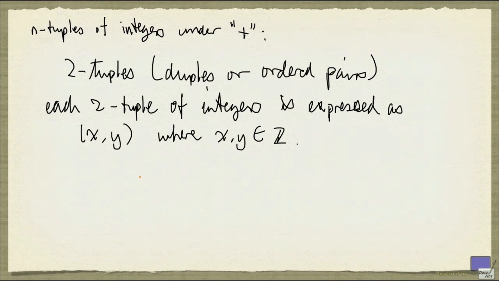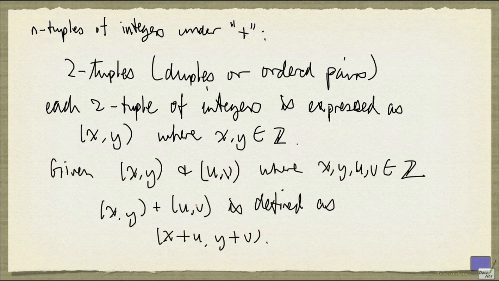And addition of these 2-tuples is defined as follows. So given 2-tuples given by (x, y) and (u, v), (x, y) plus (u, v) is defined as the following. You take the 2-tuple consisting of the integers x plus u and y plus v. It's not hard to see that the set of 2-tuples of integers is closed under addition as defined here, because whenever you add two 2-tuples of integers, you end up with a 2-tuple of integers as well.